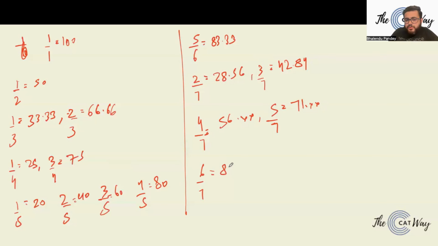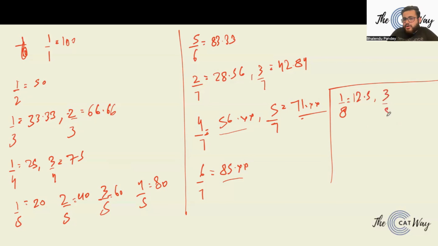6 by 7 plays a very important role. It's 85 point something. So whenever these values are 56 point something, 71 point something, 85 point something, they are usually 4 by 7, 5 by 7 and 6 by 7. Correct. Then 1 by 8 multiples are very important. So 1 by 8 is 12.5. Right. 2 by 8 is 1 by 4.